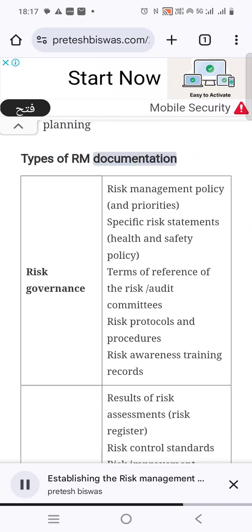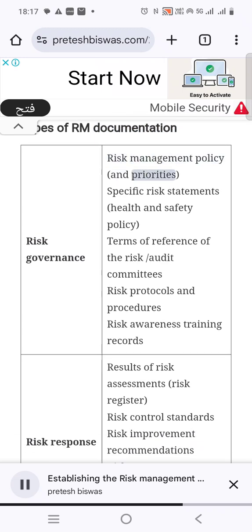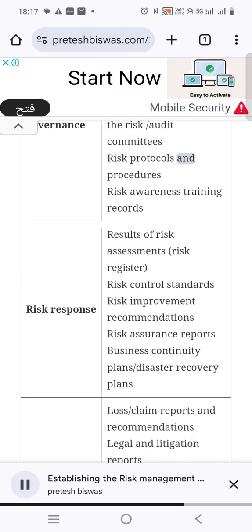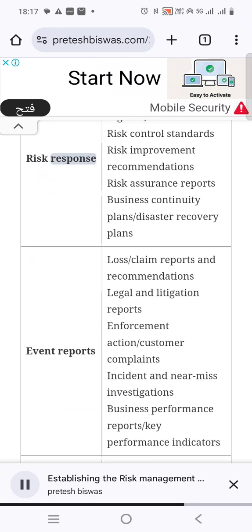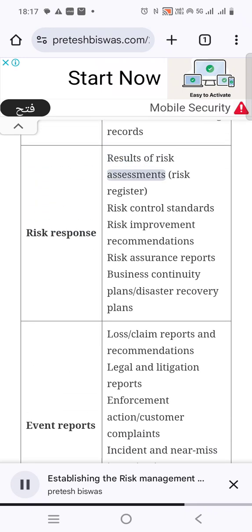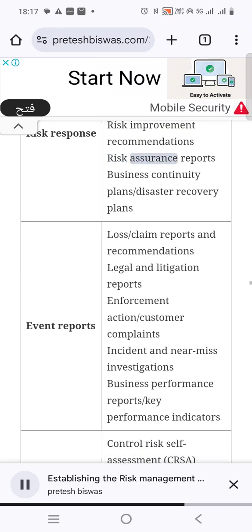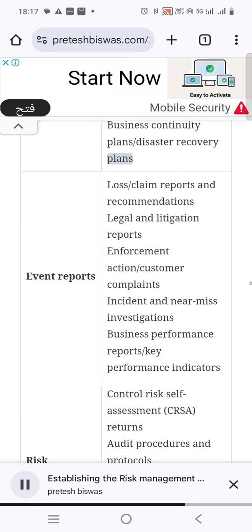Types of documentation. Risk governance, risk management policy, and priorities. Specific risk statements, health and safety policy. Terms of reference of the risk audit committees. Risk protocols and procedures. Risk awareness training records. Risk response. Results of risk assessments, risk register. Risk control standards. Risk improvement recommendations. Risk assurance reports. Business continuity plans, disaster recovery plans.